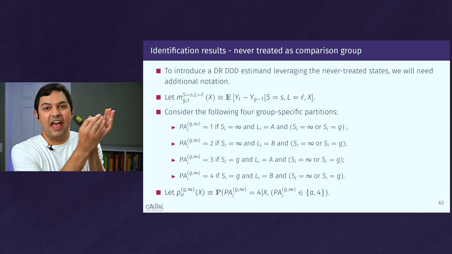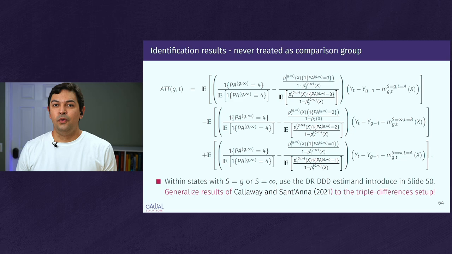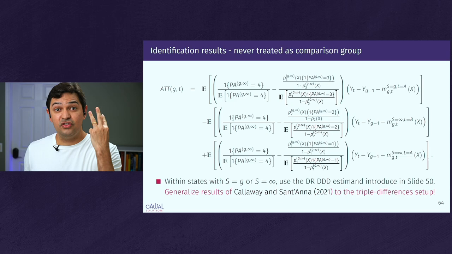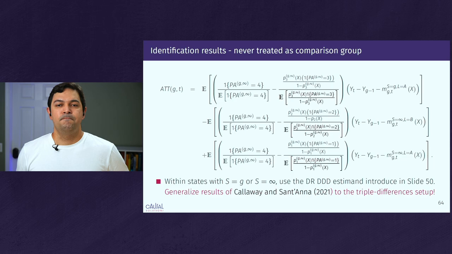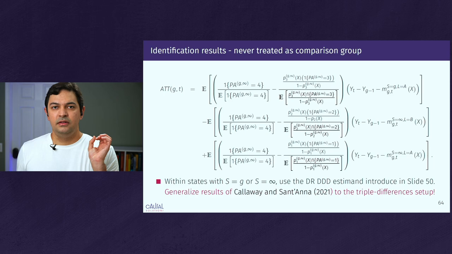And I'm going to get this horrendous formula, right? Now I'm combining not only two differences, diff-in-diff, but three types of differences, depending on the comparison group you use. And once I have that, I can do these things fairly well. Again, there is no software implementation yet for triple differences with covariates, but hopefully we're going to cover that soon.